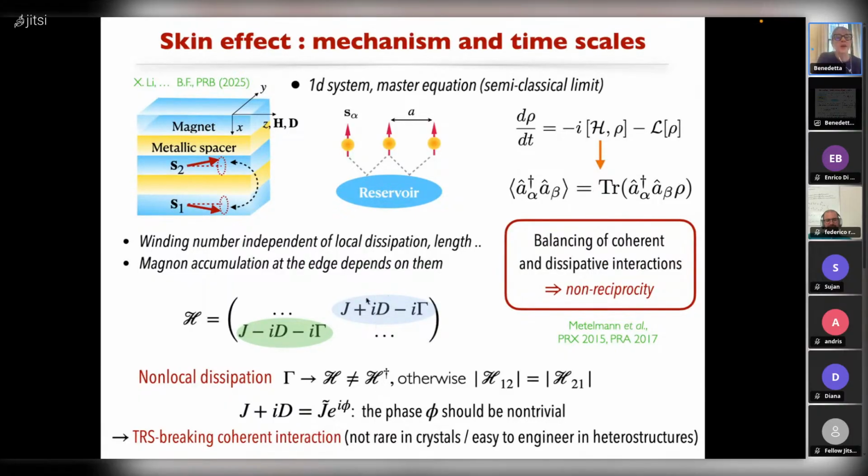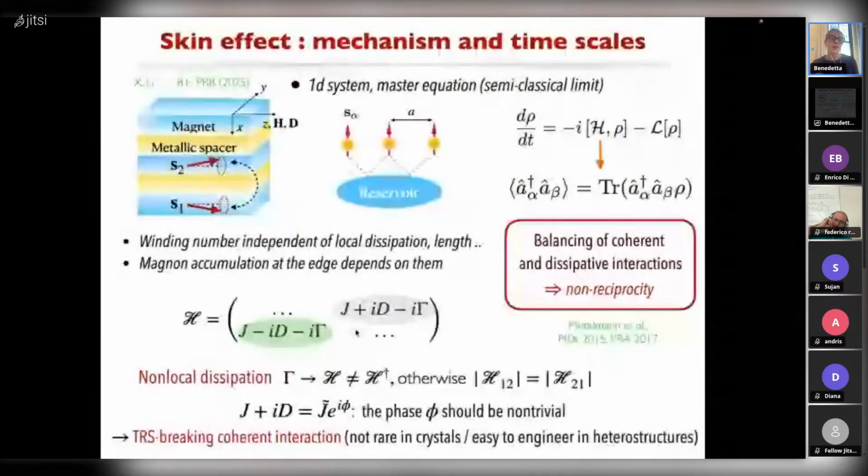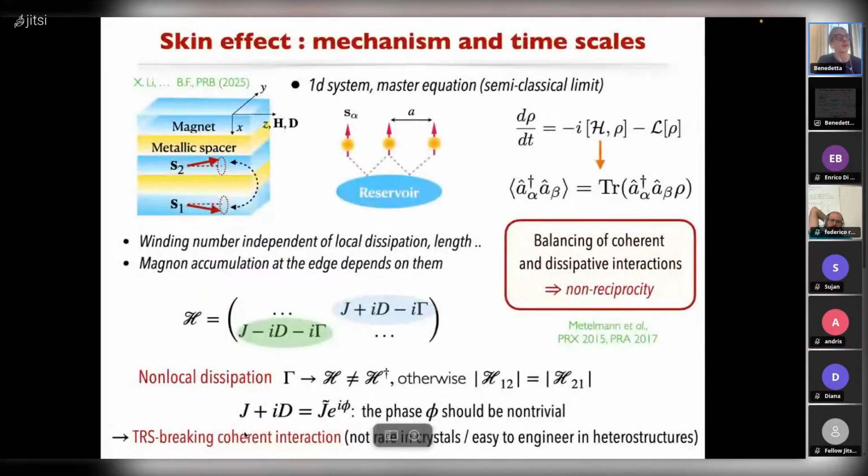And what is really the condition here? First of all, you have to break Hermiticity, right? That's why you need the non-local dissipation. And then secondly, you need a phase that you cannot gauge out. And you can prove rigorously that this is related to having time reversal symmetry breaking coherent interactions.